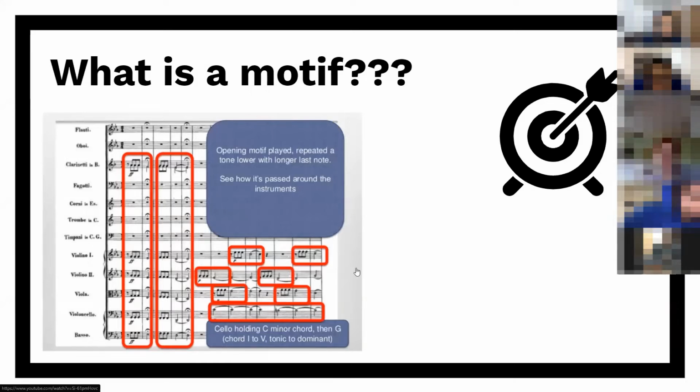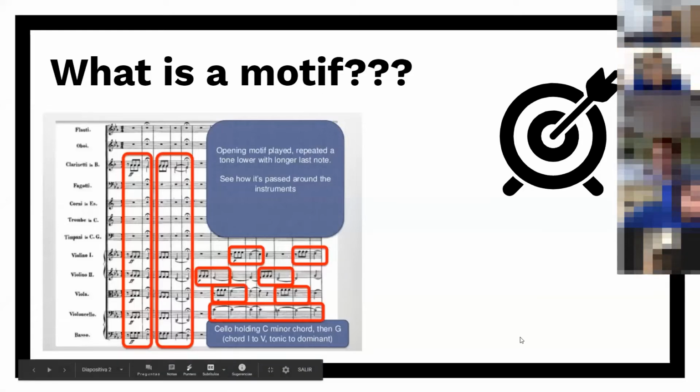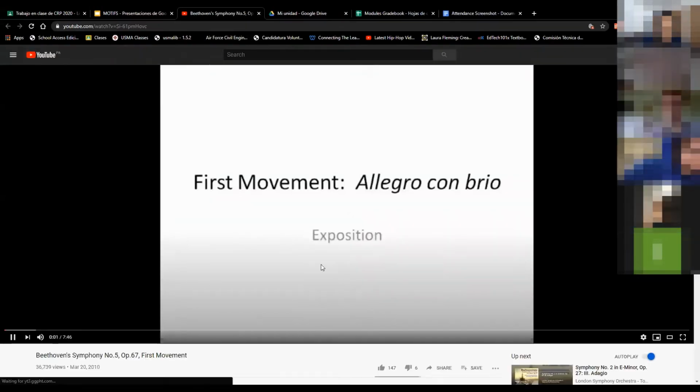This is one of the most famous motifs that everybody knows. All of you have heard dun dun dun dun. We know that. So let me just pause, share computer sound. Boom, there it goes.